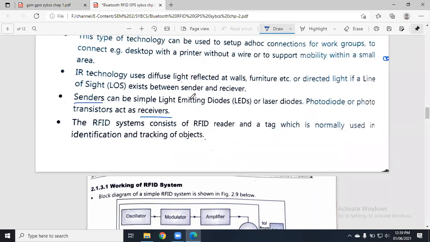Sender is who? LED. The function of LED is to emit the light. So LED is going to emit that light, and that light will be received by the receiver. And which device are we going to use as a receiver? Either photodiode or phototransistors. So in case of RFID, LED or laser diode are working as a sender, and photodiode or phototransistors are working as a receiver.